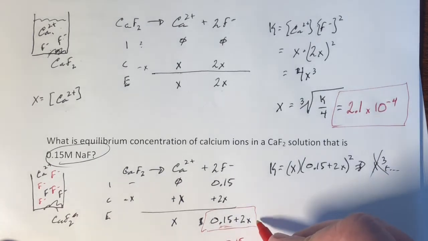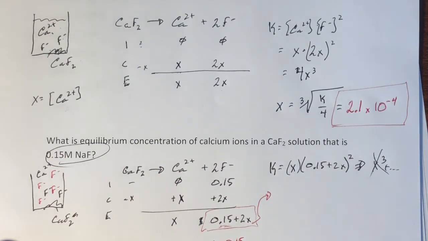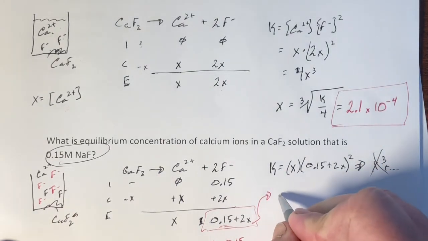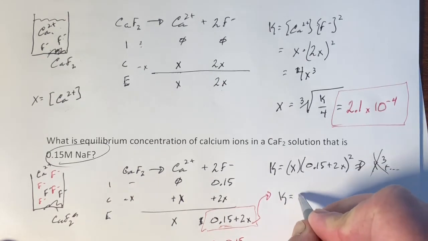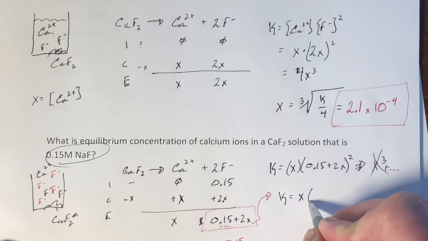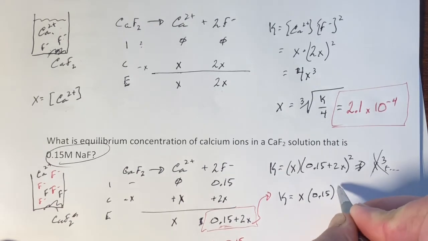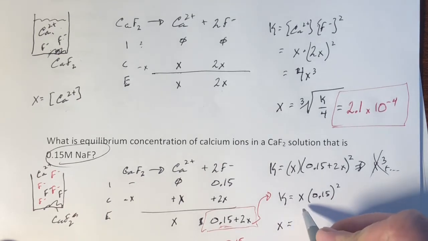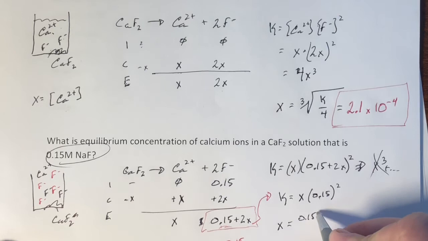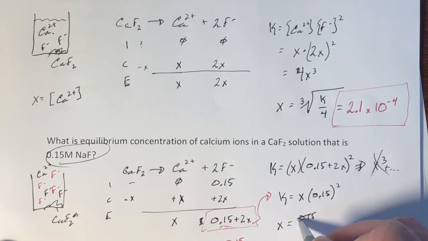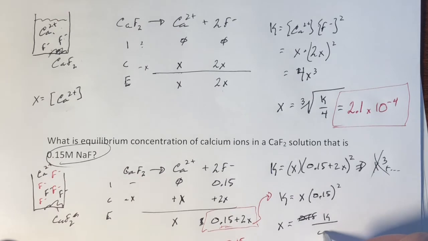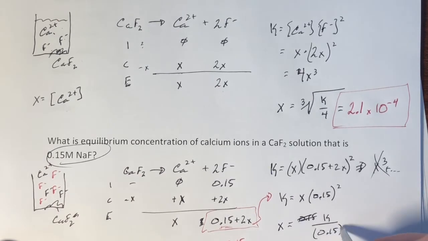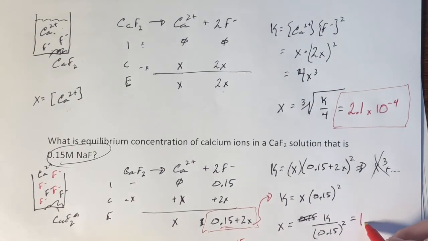All right, what that does for us is gives us a much simpler term, because now it's going to be that K is going to equal X, the calcium concentration, times 0.15 squared, which means that X is going to equal K over 0.15 squared, which gives me 1.7 times 10 to the minus 9.